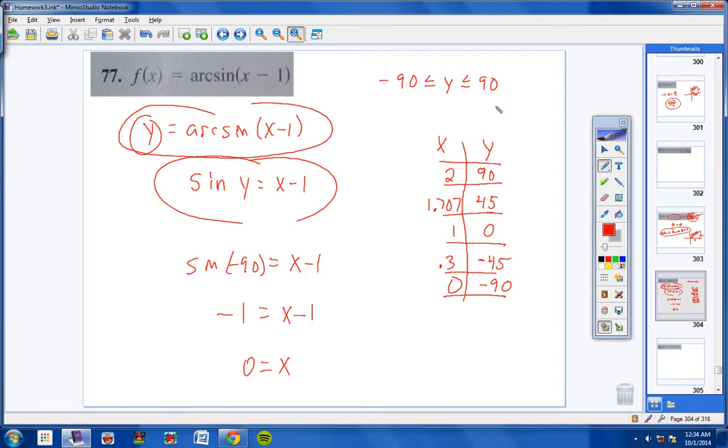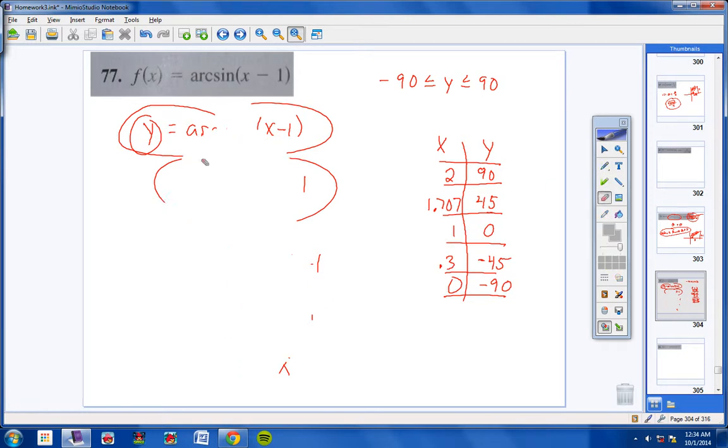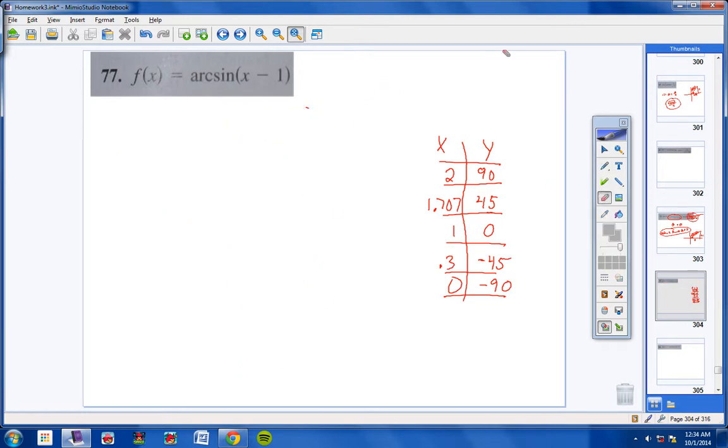And now, students, I'm really ready to graph this function. I mean, look at your value, so you can set up your coordinate plane correctly. Your x values are going to range from 2 to 0. So I'm going to draw my x-axis kind of small. Now my y-axis is going to range from negative 90 to positive 90. So I'm going to draw it a little bigger.